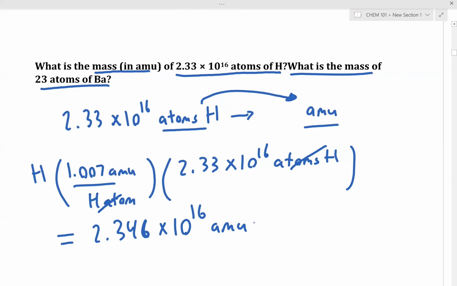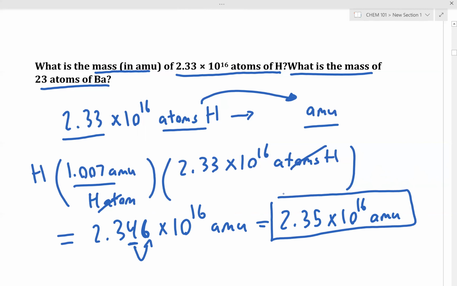AMU. Okay, perfect. Now looking at our input, how many sig figs did our input have? 3. So how many sig figs should our output have? 3. So looking at our third significant digit, if we look one space to the right, do we round up or down when we have 6? Up. So that gives us 2.35 times 10 to the 16th AMU. Perfect. So we've gone from atoms to AMU.